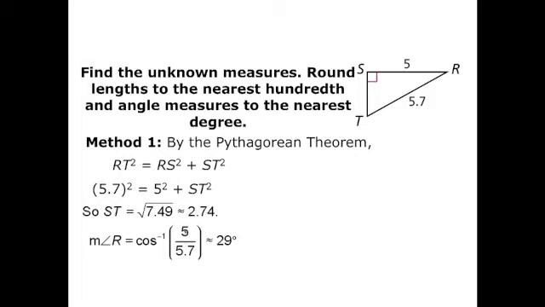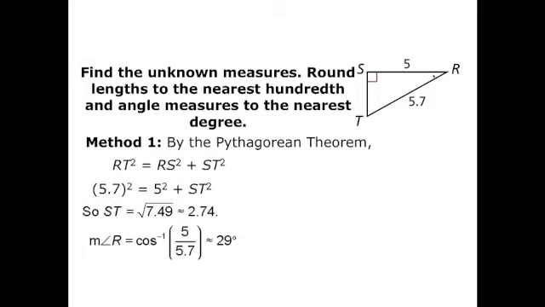Plugging that into my calculator, again, standard scientific, you're going to want to do 5 divided by 5.7. A little trick here. When you do your 5 divided by 5.7, make sure you hit the enter or equal button first if you're using a standard scientific calculator, and get your new value before you hit second cosine. Okay? And then that'll give you approximately 29 degrees for the measure of angle R.